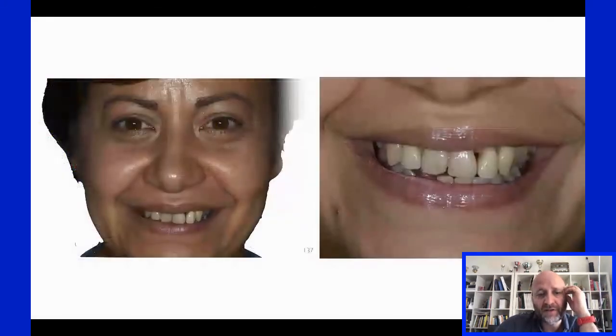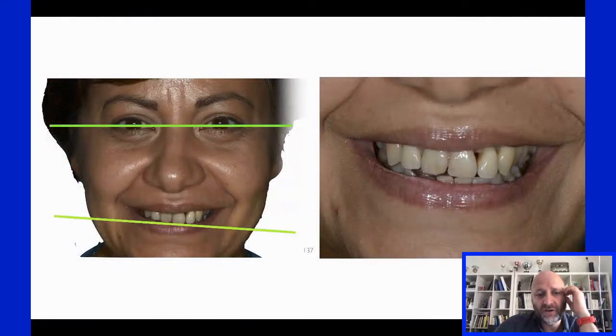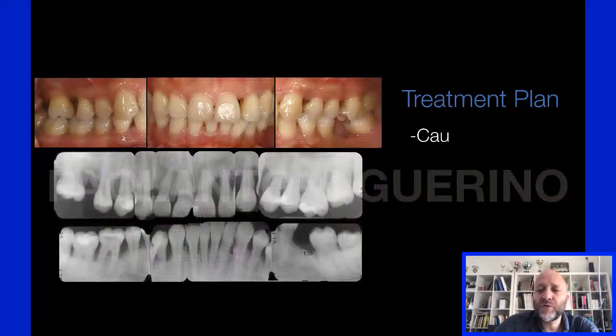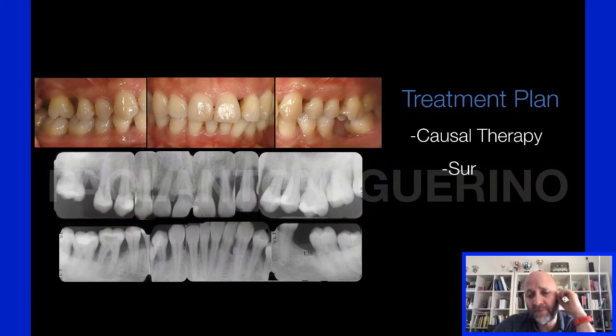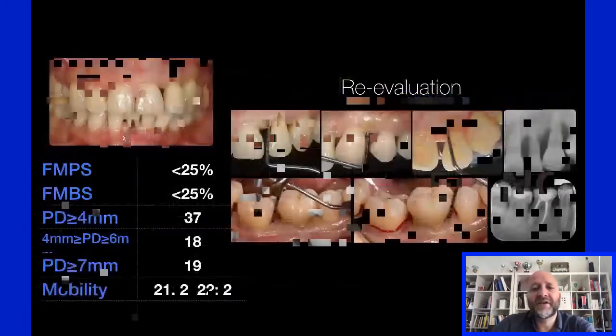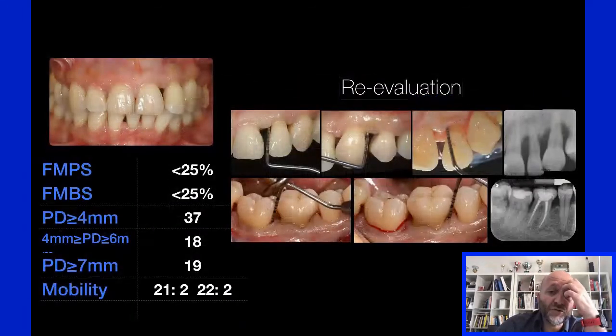This was the aspect in the frontal area, the divergence plane. Very aesthetically challenging. The treatment plan started with the occlusal causal therapy, with the splint, and the orthodontic treatment. At the reevaluation, the aspect of the tissue was better but not good. A lot of pockets remained.